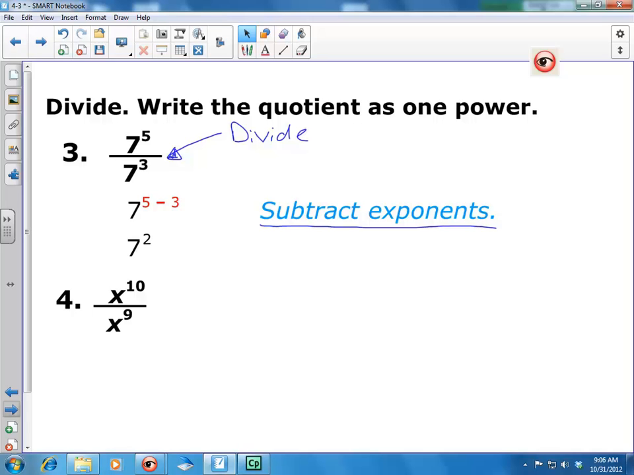So let's take a look at this. We're going to have 7 to the 5th power divided by 7 to the 3rd power, which is the same thing as saying 5 minus 3. Well, we know that 5 minus 3 is 2, therefore my answer has to be 7 to the 2nd power. And that's it. It's easy. Okay?